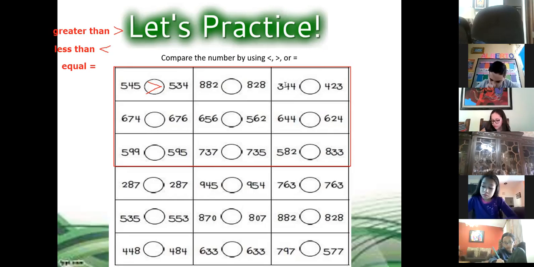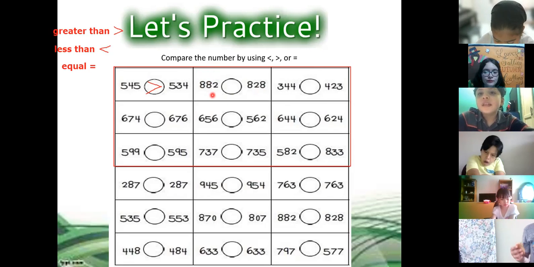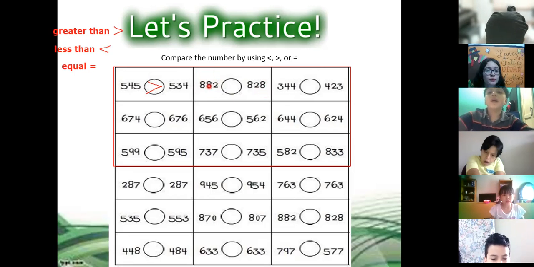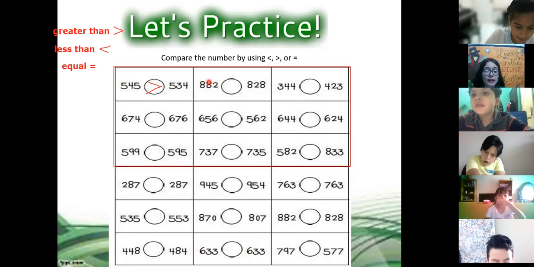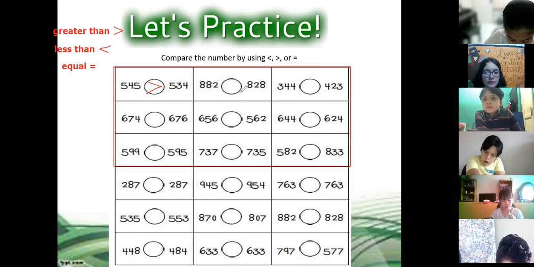Okay, Marcelo, the second one. Read both numbers. How do you read this number? 882. 828 is less. This number is less than the second one. Remember, no, it's greater. 882 is greater. Remember, we compared the first one with the second one. It's more. That's right. So we're going to use a sign that means greater. We're going to draw this one.